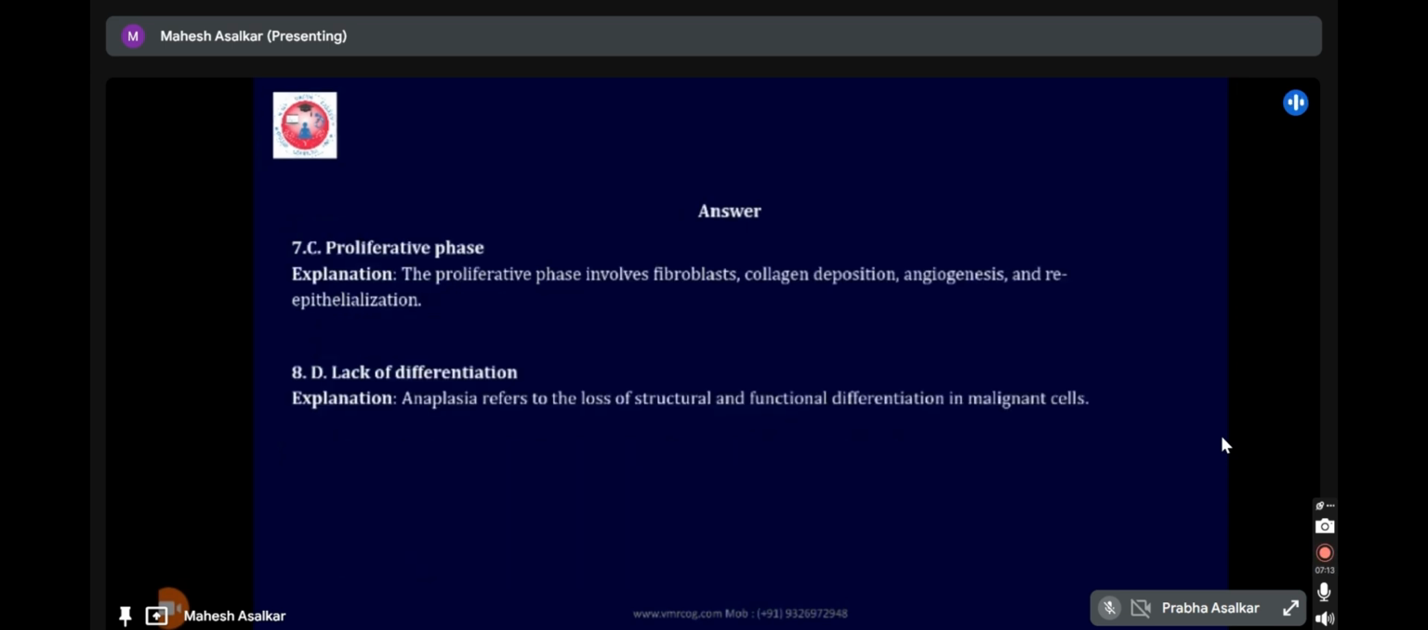So question number 7, it is a proliferative phase. The proliferative phase involves fibroblasts, collagen deposition, angiogenesis, and reepithelialization. And question number 8 is lack of differentiation. Anaplasia refers to the loss of structural and functional differentiation in the malignant cells.